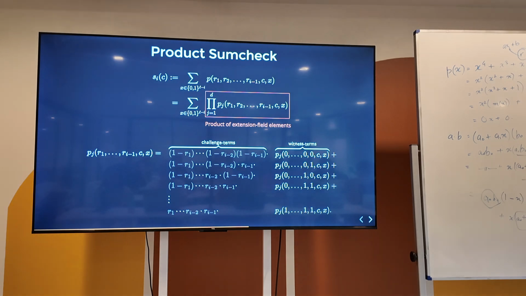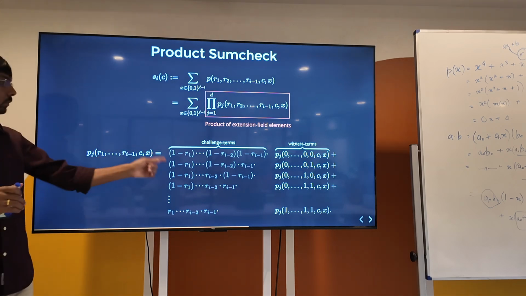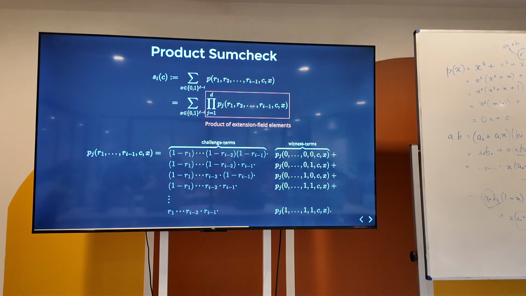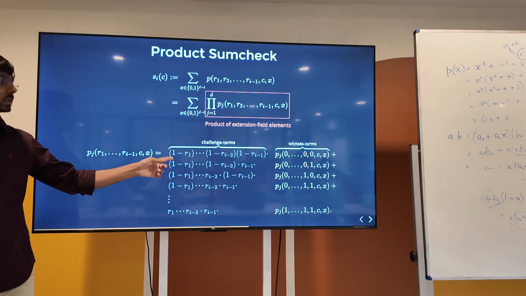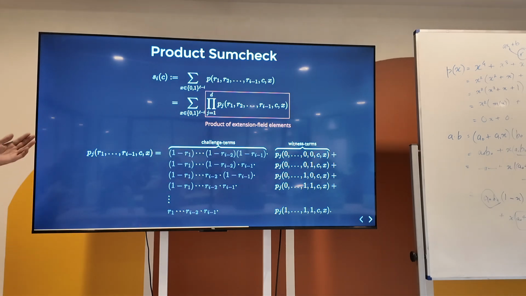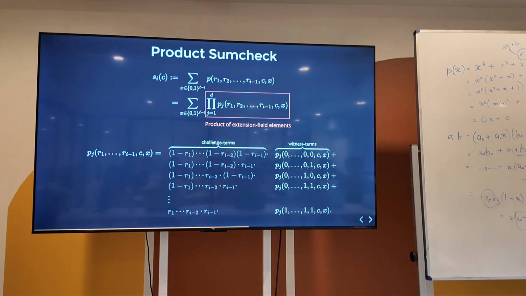The polynomials that we deal with in Sumcheck, specifically in our SNARKs, are always going to be multilinear extensions. So they are of a very specific form. And the form, I'm just simplifying that form here, is that you'll have some challenge terms and some witness terms. It's a linear combination of that. So the hint I'm trying to give is, can we leverage this form to reduce extension field multiplications as much as possible?